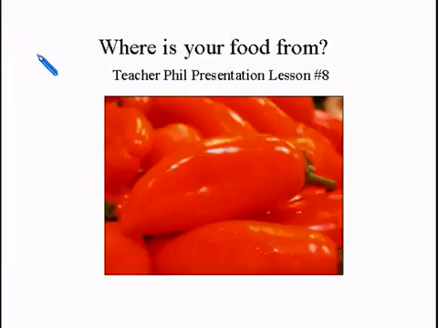This lesson, number 8, is called Where is Your Food From? We are talking about the food distribution system. Let's go to the first slide.